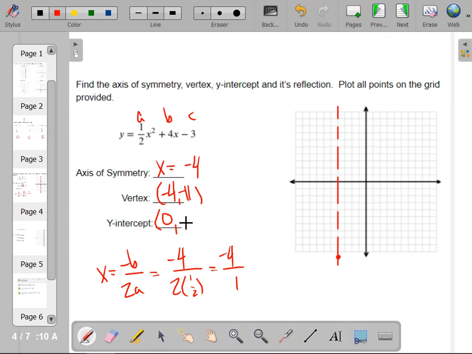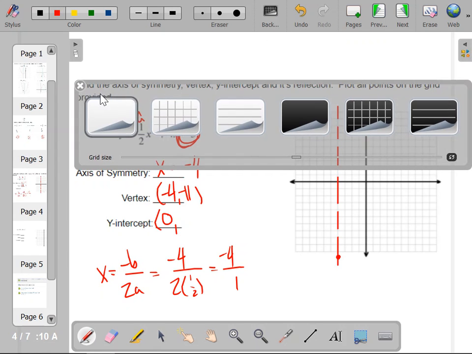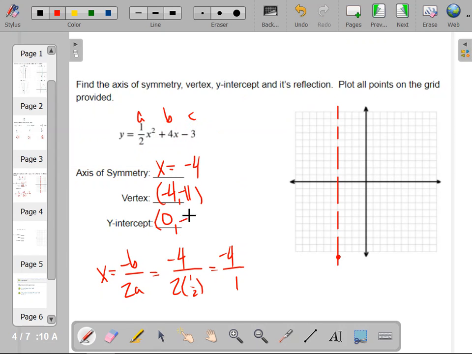Last thing is the y-intercept. That's easy. It's always 0, something. Something is your c value. So since c is -3, it's going to be at 0, -3. 1, 2, 3. And then since we know where the axis of symmetry is, we can reflect that over here. So if you're 4 to the right, 1, 2, 3, 4, we're going to go 4 to the left. 1, 2, 3, 4. And that is all the points we need for now to sketch our parabola. We'll talk about getting a 4th and 5th point later, but for now, that's it.